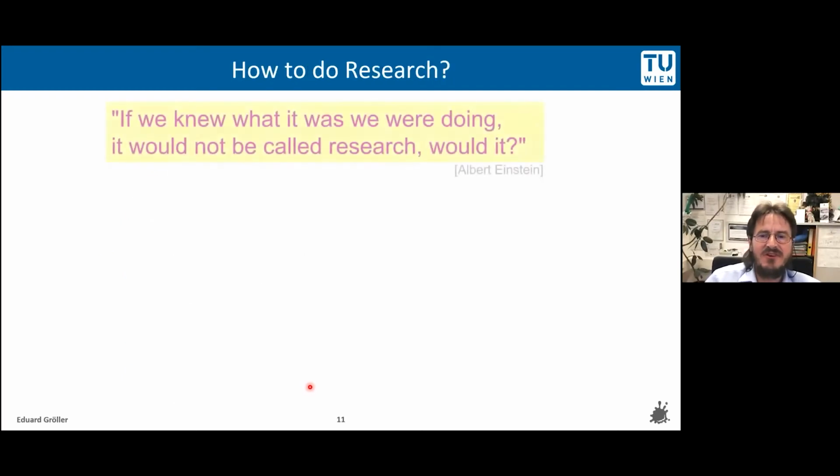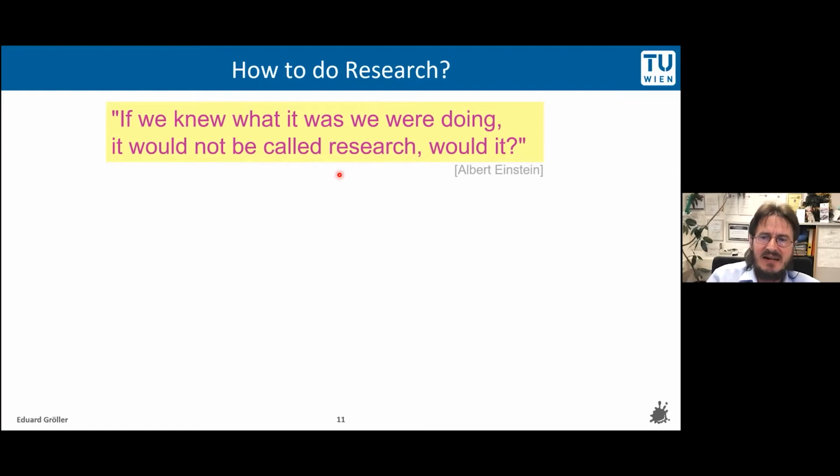And how to do research? Research comes from the French, rechercher, which means it's an intensive search process. There are various flavors of research. You can have basic research, applied research, and even applied research going in the direction of engineering. What I'm talking about here is rather tailored to basic research.